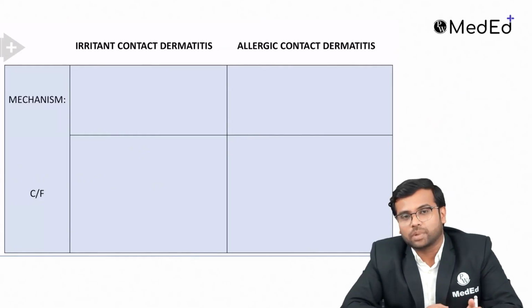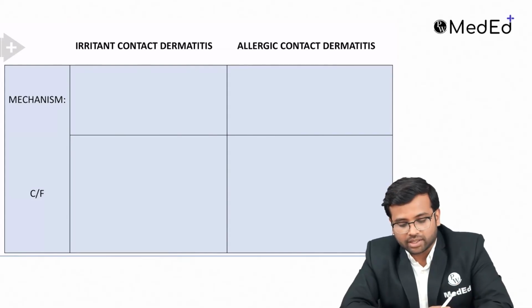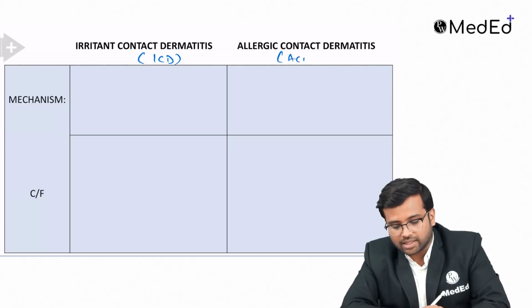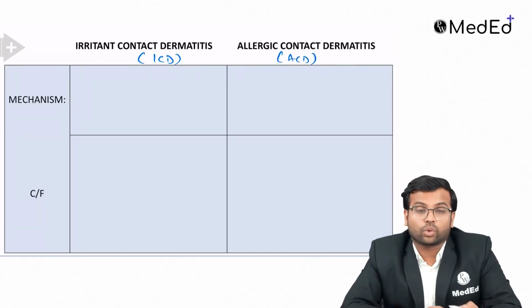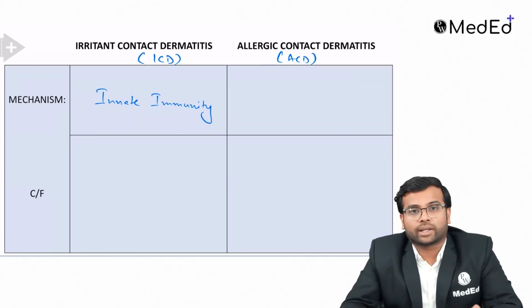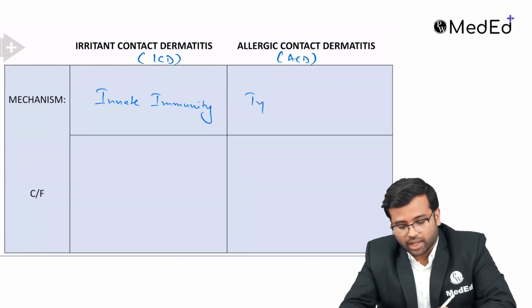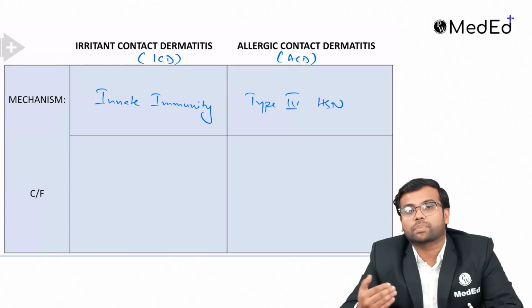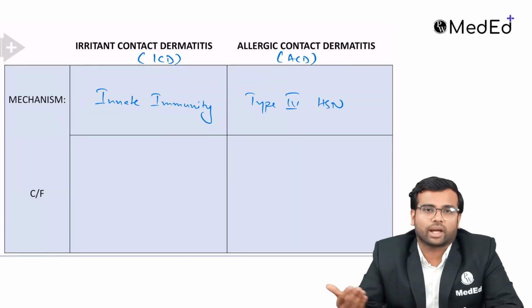What is the difference between irritant contact dermatitis, which from now on we will call ICD, and allergic contact dermatitis, which we'll call ACD? Fine. So what is the mechanism in ICD? It is usually due to innate immunity, whereas allergic contact dermatitis is usually due to a type 4 hypersensitivity reaction. Now, how does a patient present to you with irritant contact dermatitis?